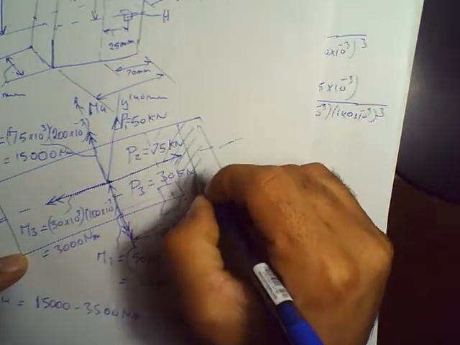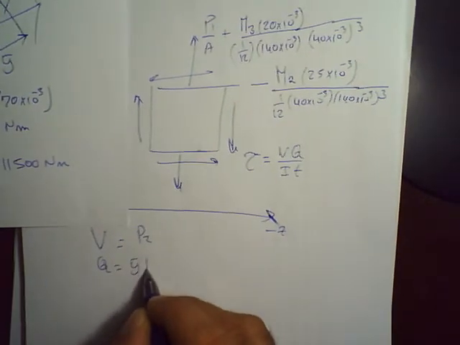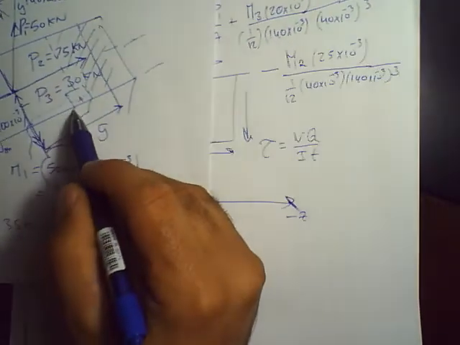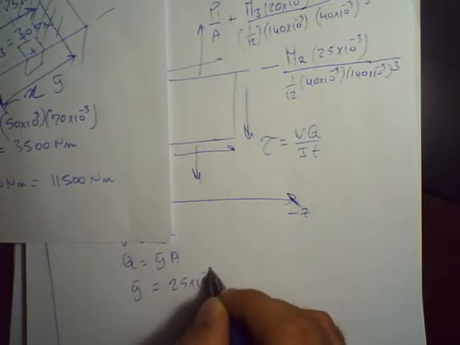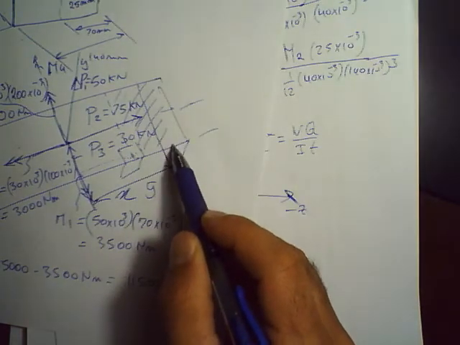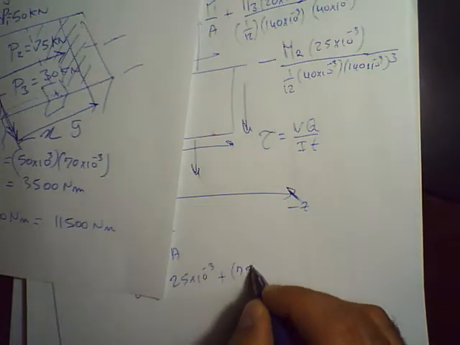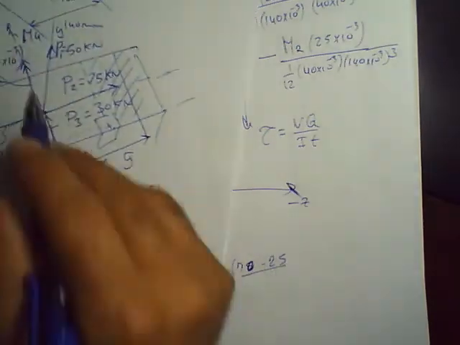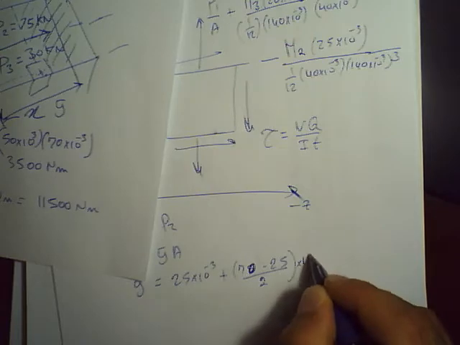So Y bar is going to be the centroid of this area, right? So it's going to be Y bar times A, where what is Y bar? It's going to be equal to, so we know that distance is going to be 25 times 10 to the minus 3 plus half of this distance from here to here, which is equal to 70 minus 25 over 2, right? So 70 minus 25 divided by 2 times 10 to the minus 3 meters.